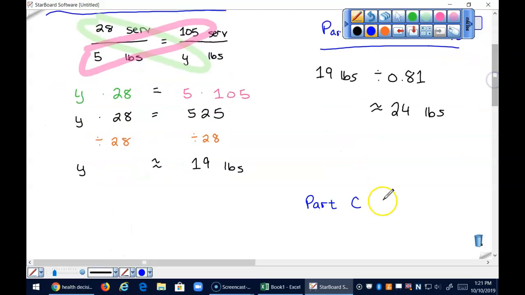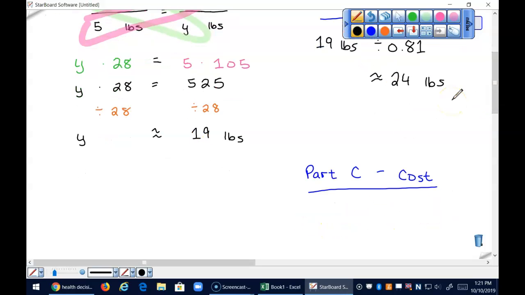And then the last step is the cost. So we had that 23, 24 pounds, depending on how much you've rounded and what way. Oops, I should be consistent on the page, though. And now we're going to multiply it by the 75 cents per pound.